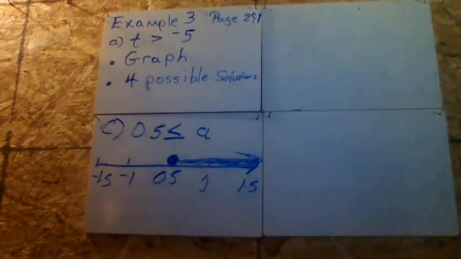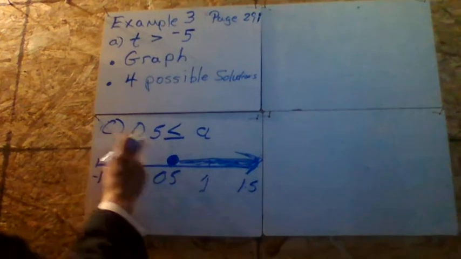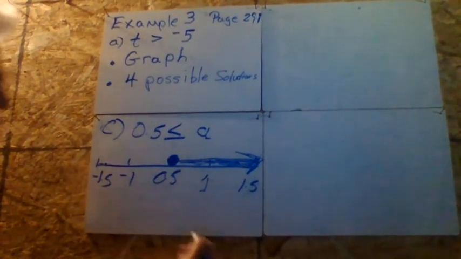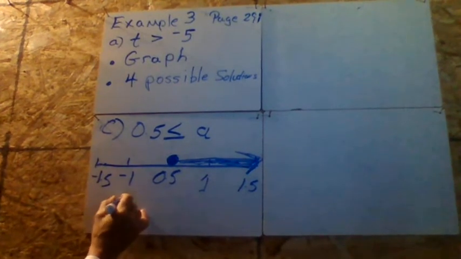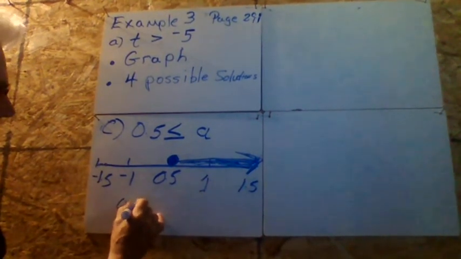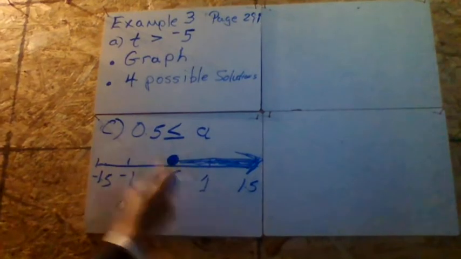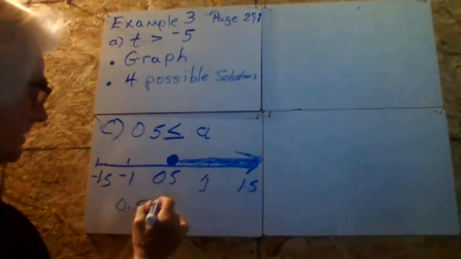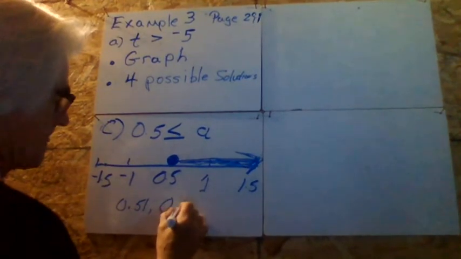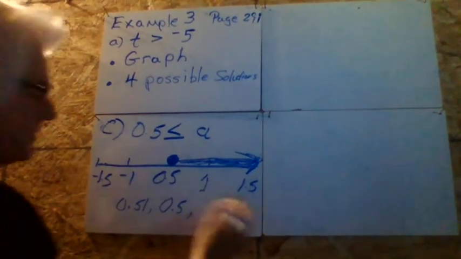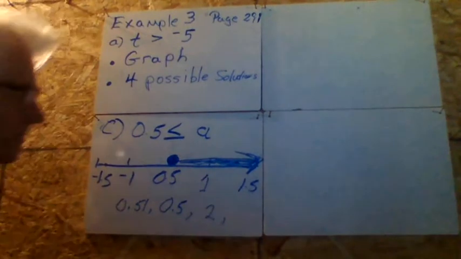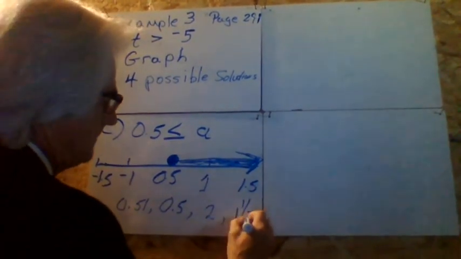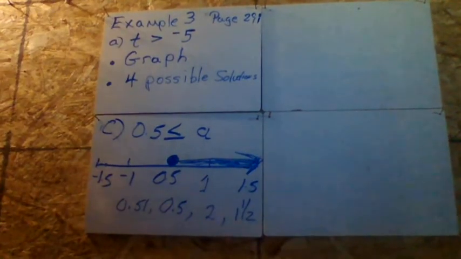So possible answers. So 0.5 is less than or equal to A. So I could go with, I don't know, how about 0.51? That's larger than 0.5. Obviously, I could go with 0.5 because I got an equal sign in. Or I could go with 2. Or I could go with 1.5. They all fit for that.